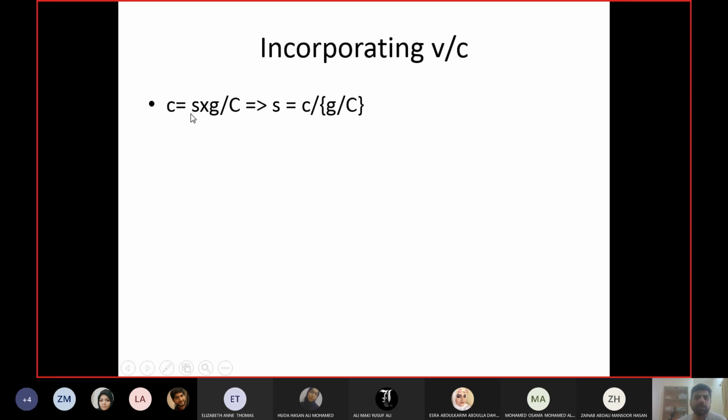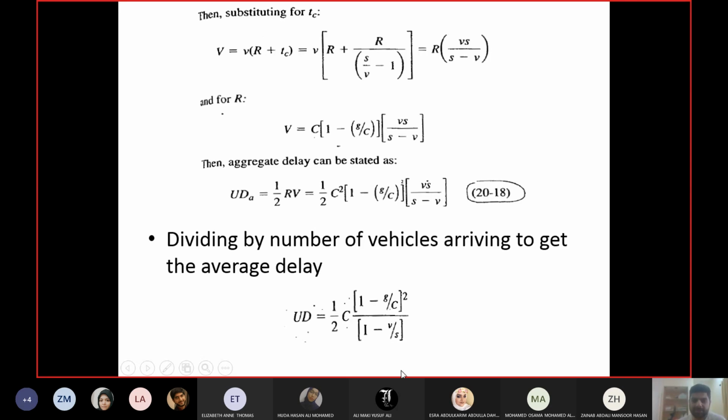Now for clarification, small c means capacity, capital C means cycle length. Small c is capacity, capital C is cycle length. So from this equation, I can derive an equation for S, saturation flow rate. So saturation flow rate equals c upon G by C, so c means capacity upon G by C means effective green upon cycle length. So I have the equation of S here.